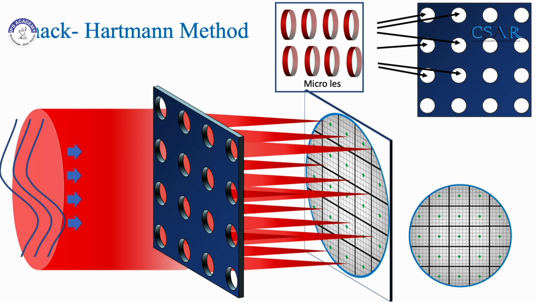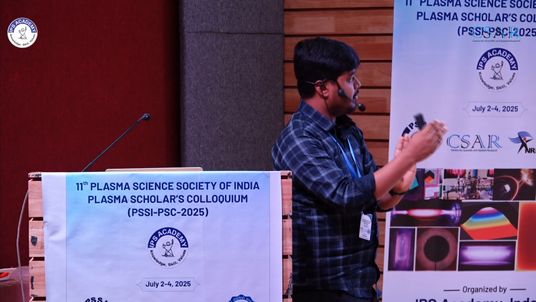1960s, Shack and Hartmann invented a method. So let's say we have an array of micron-size holes, and then we put some lenses inside those holes, okay? And then we send the light, and we put the screen at the focal length of the lenses.